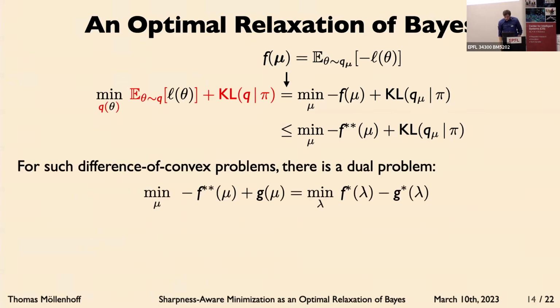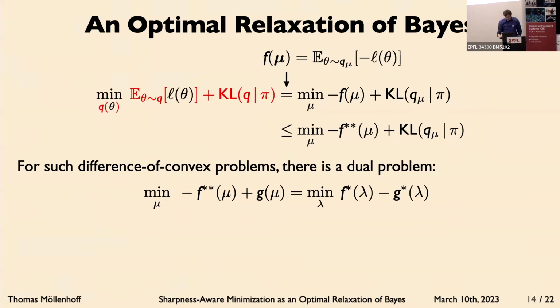And it turns out that this is a difference of convex functions. So this is convex with a minus, and the KL for Gaussian distributions or exponential families is also convex. And for these difference of convex type problems, there's always a dual problem. So we can write this problem in an equivalent dual way.